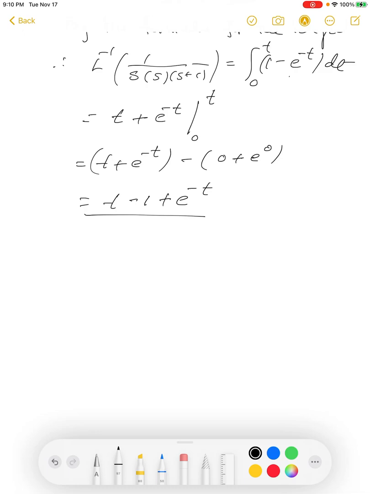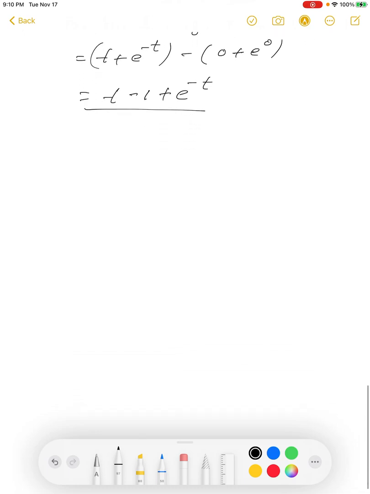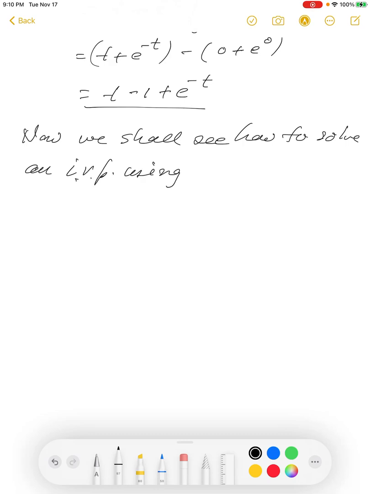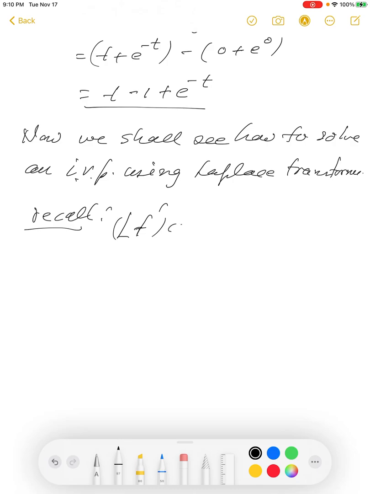Now we shall see how to solve differential equations or initial value problems. So now we shall see how to solve an IVP using Laplace transforms. So before we begin, let me recall two things that we'll need. We'll need the formula for Laplace transform of f prime. That is, at s, it's s times LF minus f0.